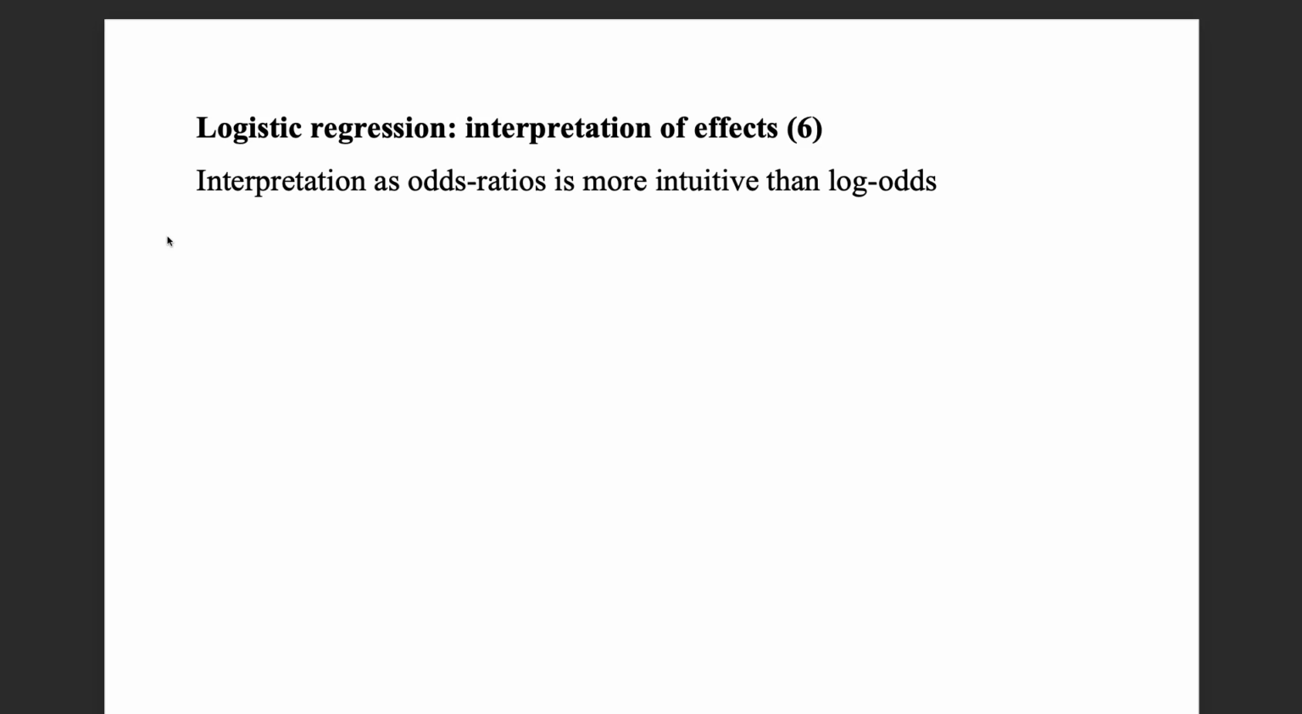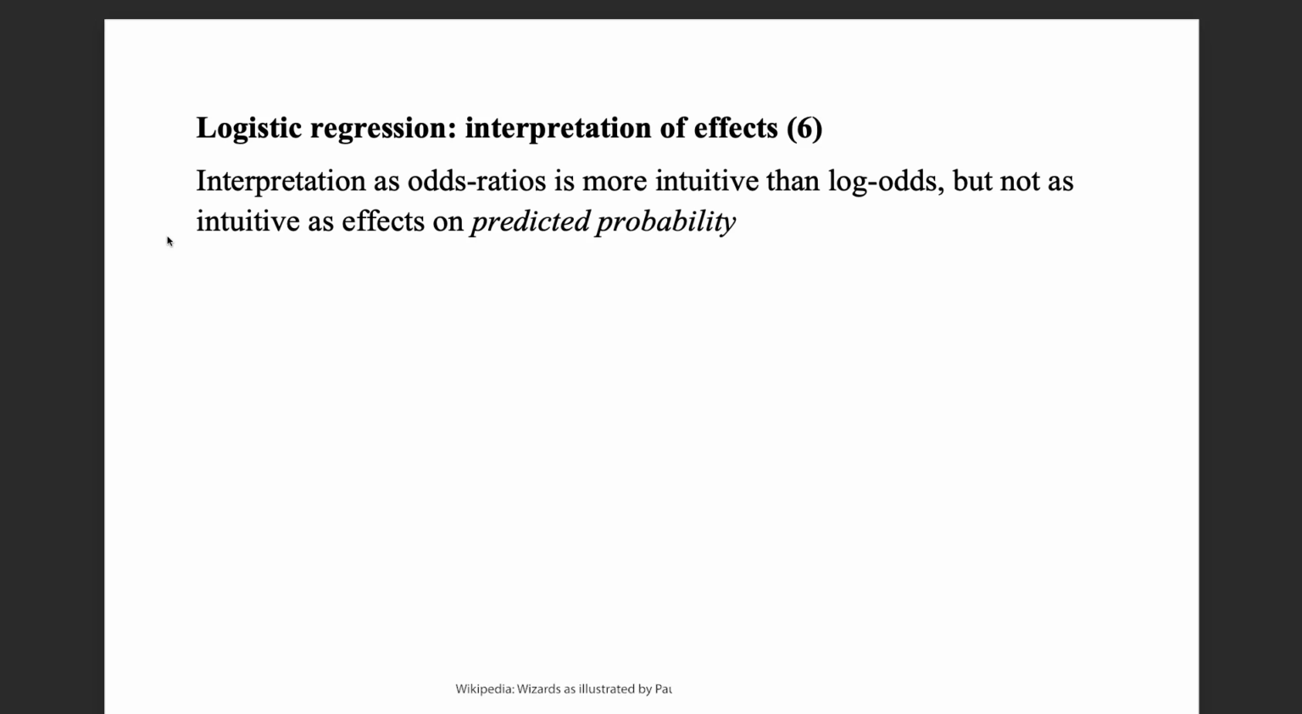So of course it would be even more intuitive if we could just interpret our effects as effects on the predicted probabilities themselves, because that's what we started out with when we started talking about categorical data analysis. If you have a categorical dependent variable, what you are really interested in is probably the probability of some event happening and how that probability changes if your independent variables take different values. So in other words, we want to know how the predicted probabilities change if our x variables go up or down.